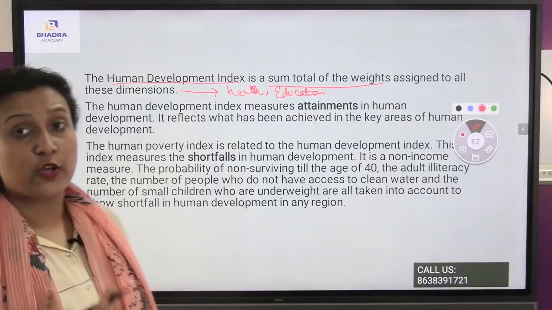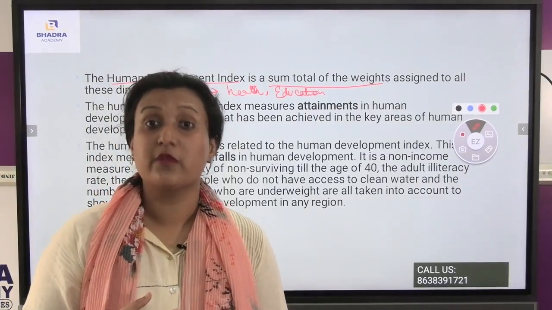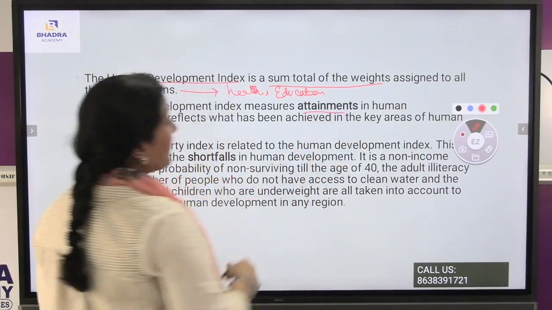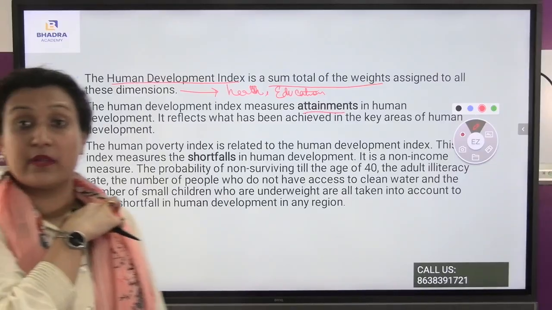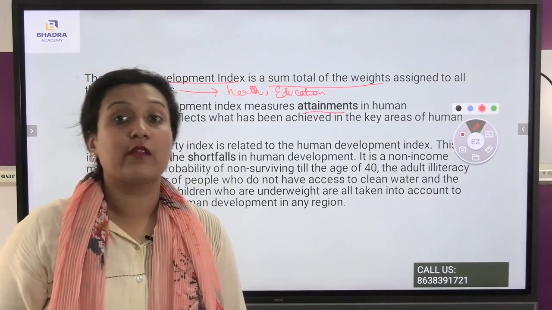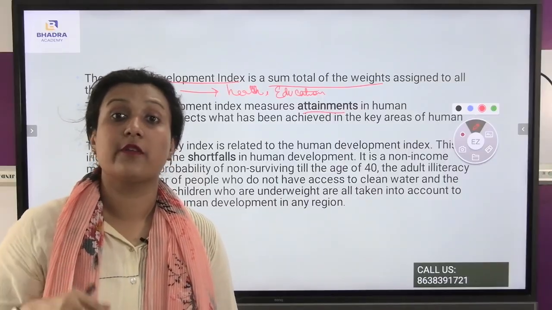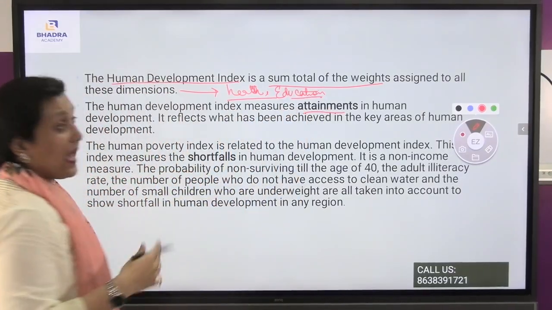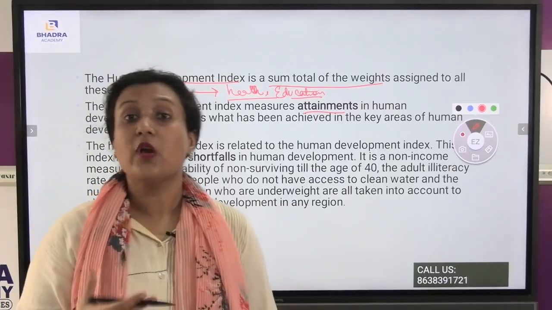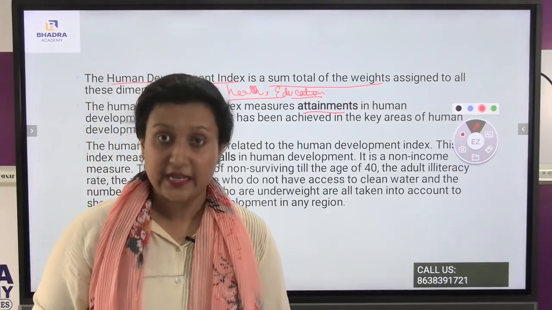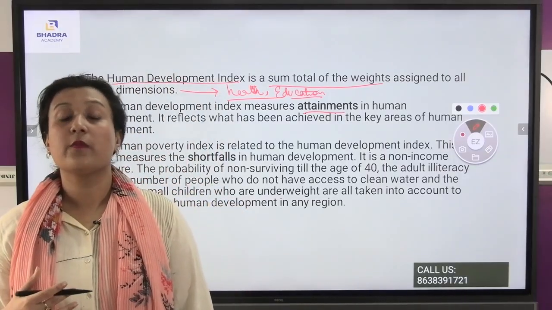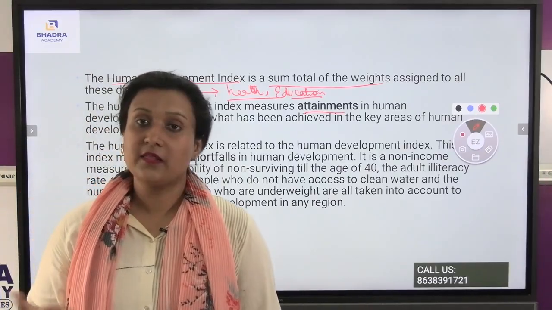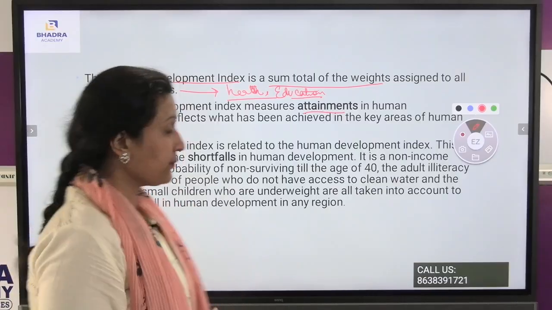Also, the Human Development Index is measured in terms of attainments, and those attainments reflect the key areas of human development. As I have said, the key areas are health, education, and purchasing power. These are all key areas, and they are also termed attainments. If you want to understand the Human Development Index, we must know about the attainments as well. And those attainments are health, education, and purchasing power.